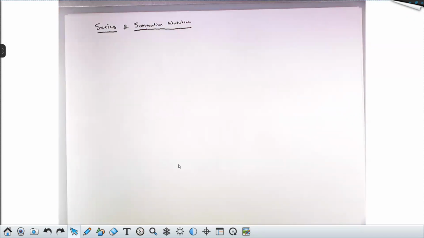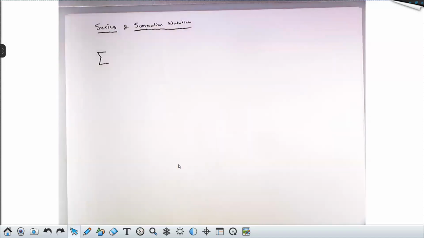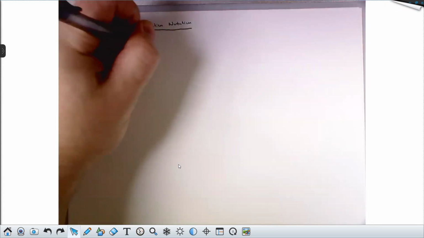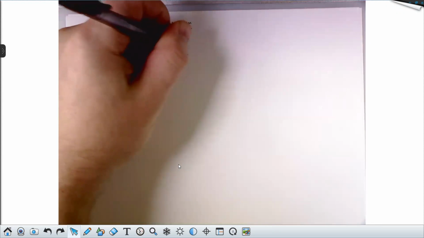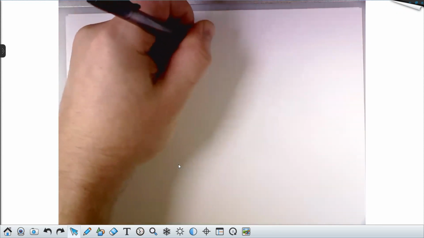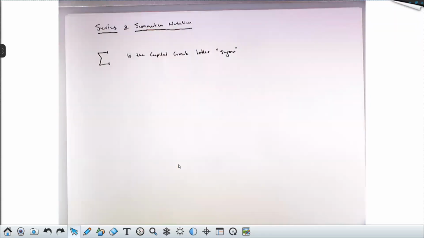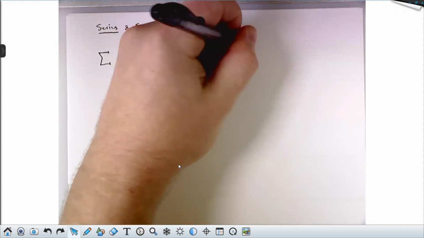So let's talk about the Greek alphabet. What's this letter? Sigma. Yeah, this is a capital Greek sigma. It makes the S sound in the Greek alphabet. The lowercase sigma looks like this.